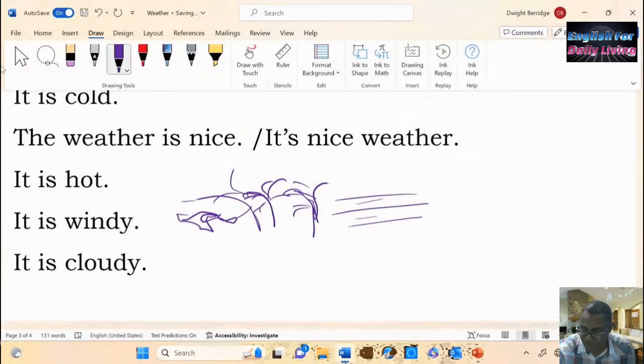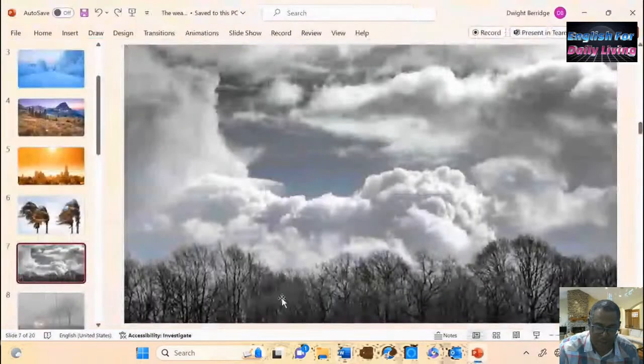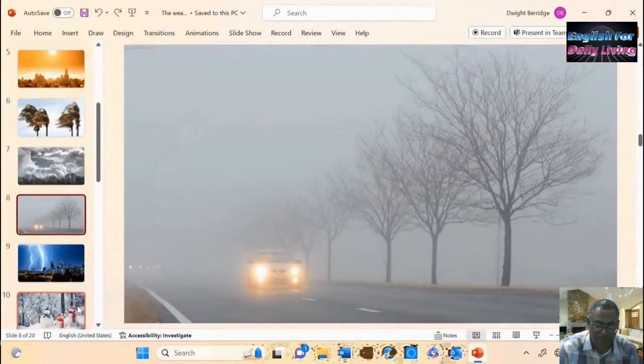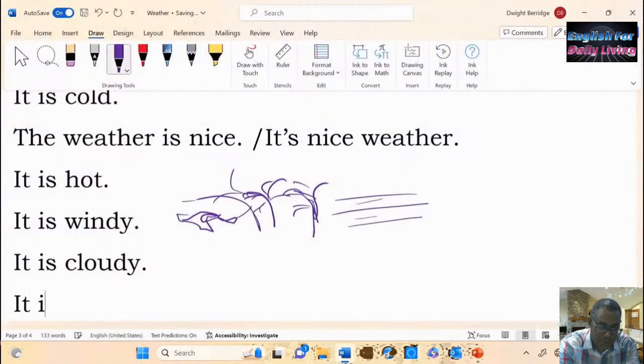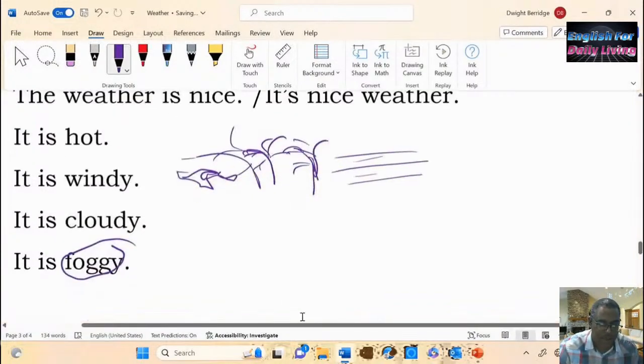Then, as we continue, we asked, what's the weather like? They want someone driving and he cannot really see his way. So the expression would be, it is foggy. Note that word, foggy. It is foggy. Foggy. Okay, it's foggy.